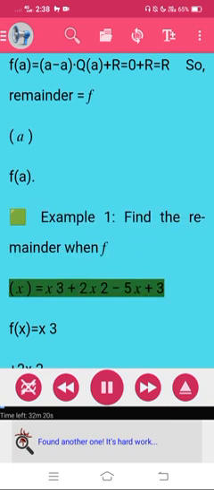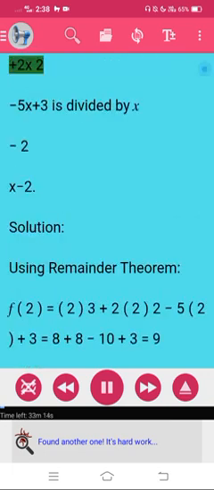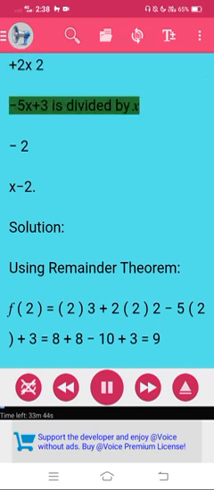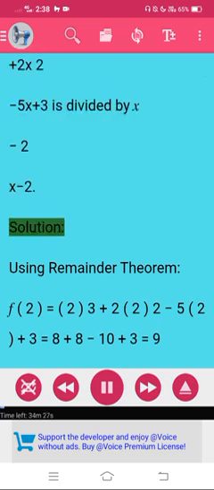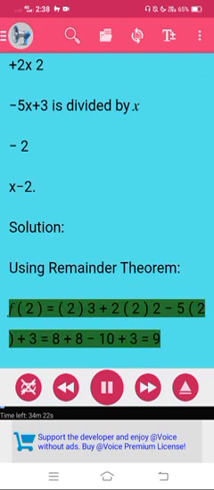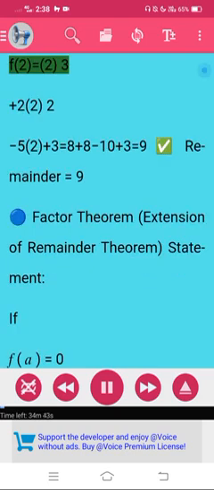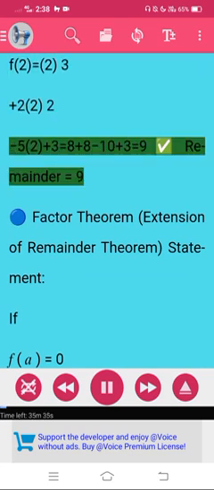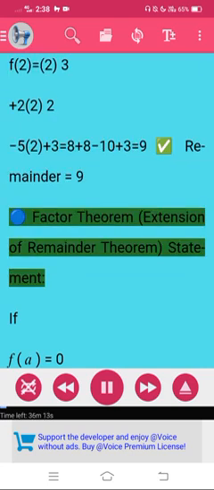Example 1: find the remainder when f(x) equals x cubed plus 2x squared minus 5x plus 3 is divided by x minus 2. Solution, using the remainder theorem: f(2) equals 2 cubed plus 2 times 2 squared minus 5 times 2 plus 3, which equals 8 plus 8 minus 10 plus 3, which equals 9. Remainder equals 9.